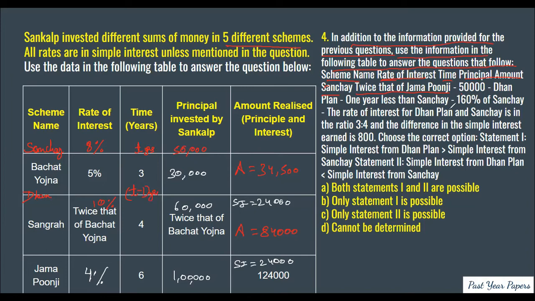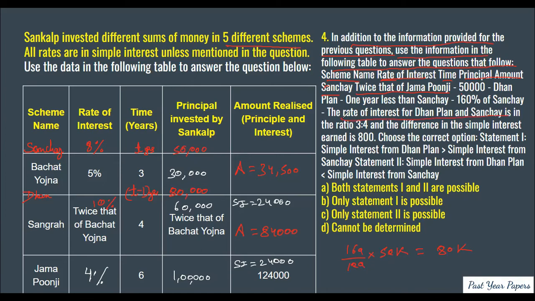160% of Sanchay. What will be 160% of Sanchay? Definitely, he is not talking about rate of interest. He is actually talking about the principal. So, what is 160% of 50K, 50,000? It will be 80K, 80,000. Okay, it will be 80,000.